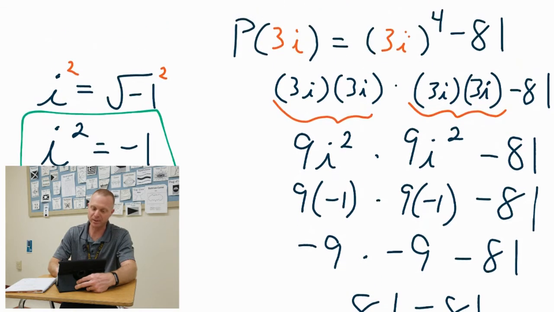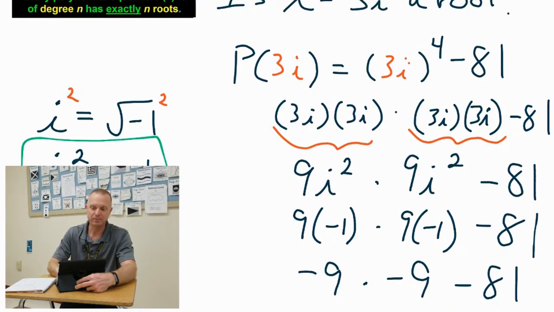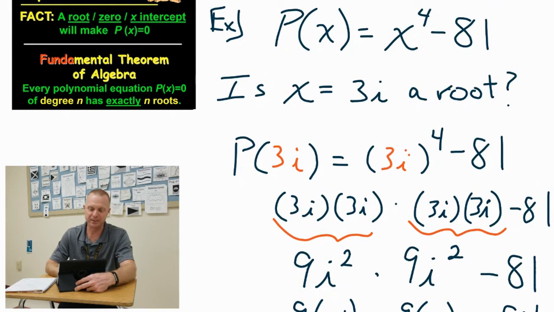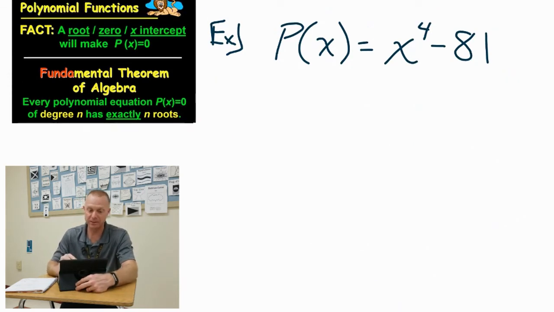Well, that was a lot of work to find one root. Remember, we have 4 roots that we have to find. I only found 1. Where are we going to get the other ones from? Before you graph it, why don't we just think about solving it? Like solving it equal to 0.